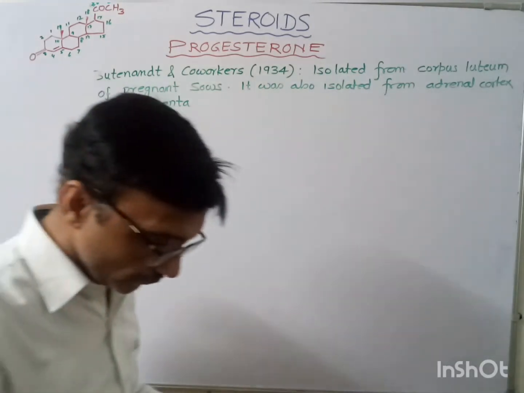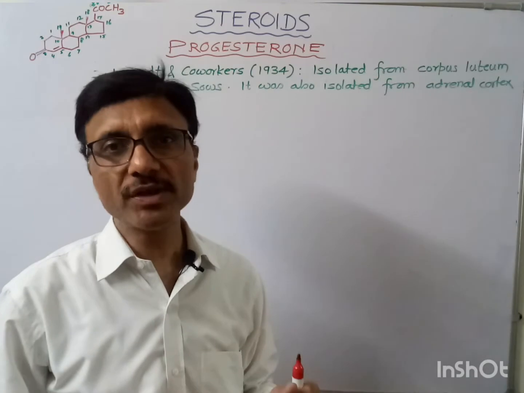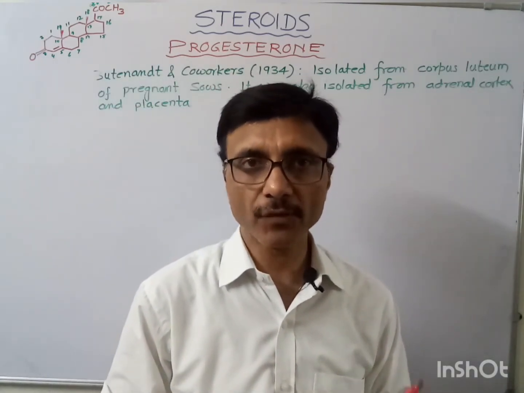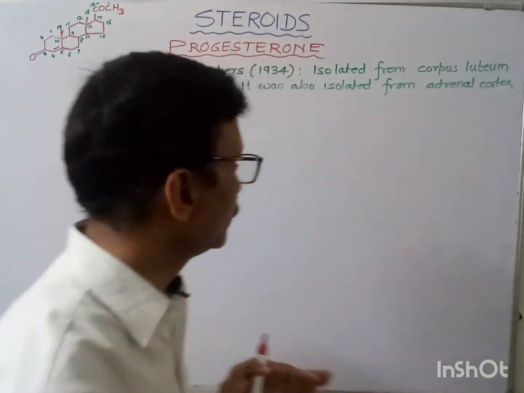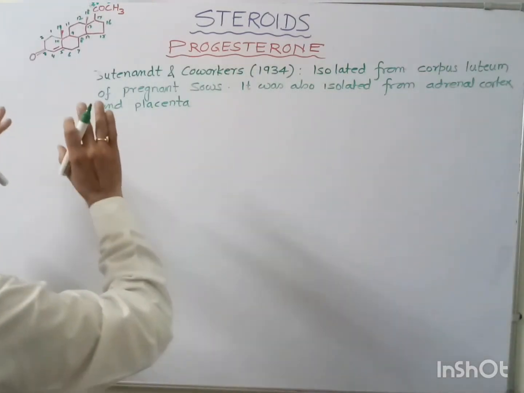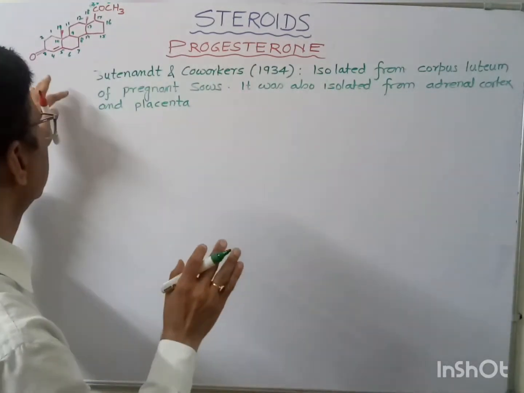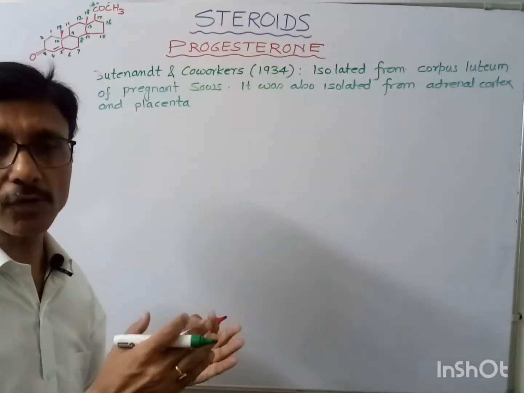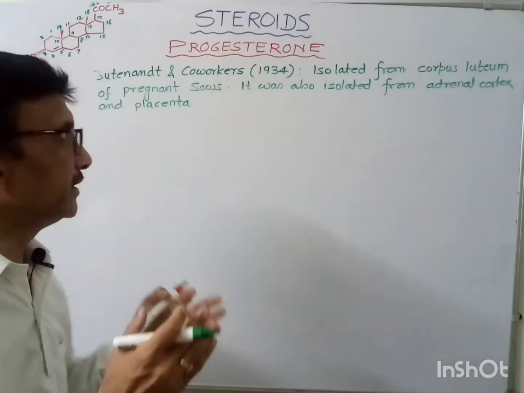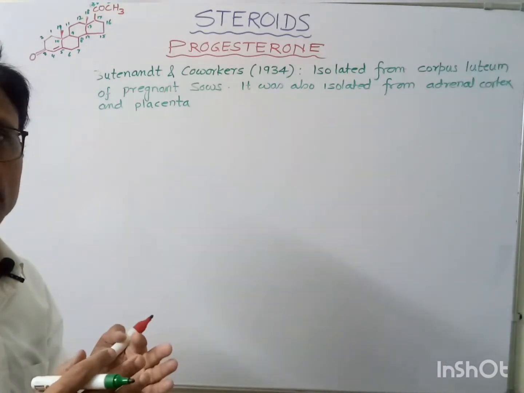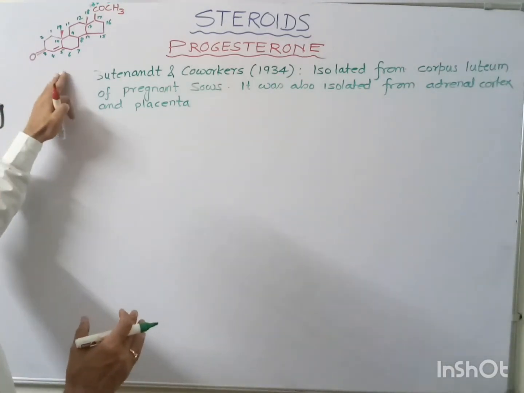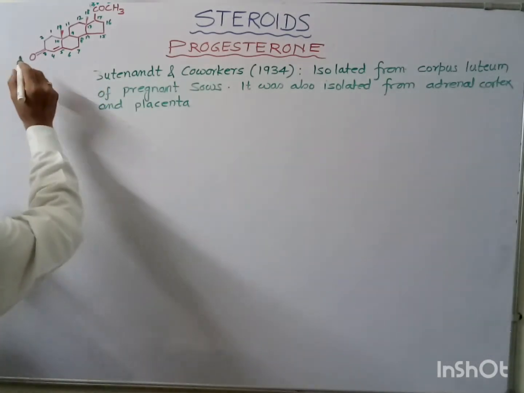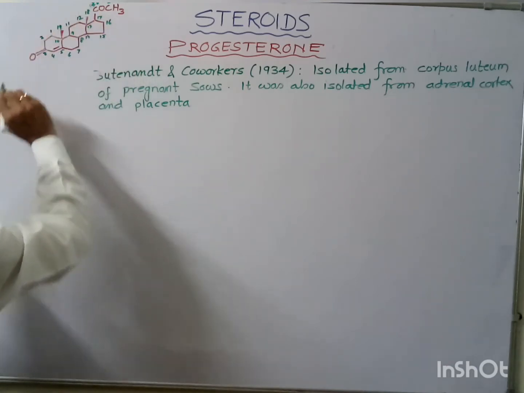Okay, so if we want to prove the structure of progesterone, then what should we have to prove? We should prove, first, the common thing, that it contains the steroidal nucleus, which we have proved earlier also. If we distill it in the presence of selenium, then it will give Diels hydrocarbon. Second, we have to prove that two keto groups are present.